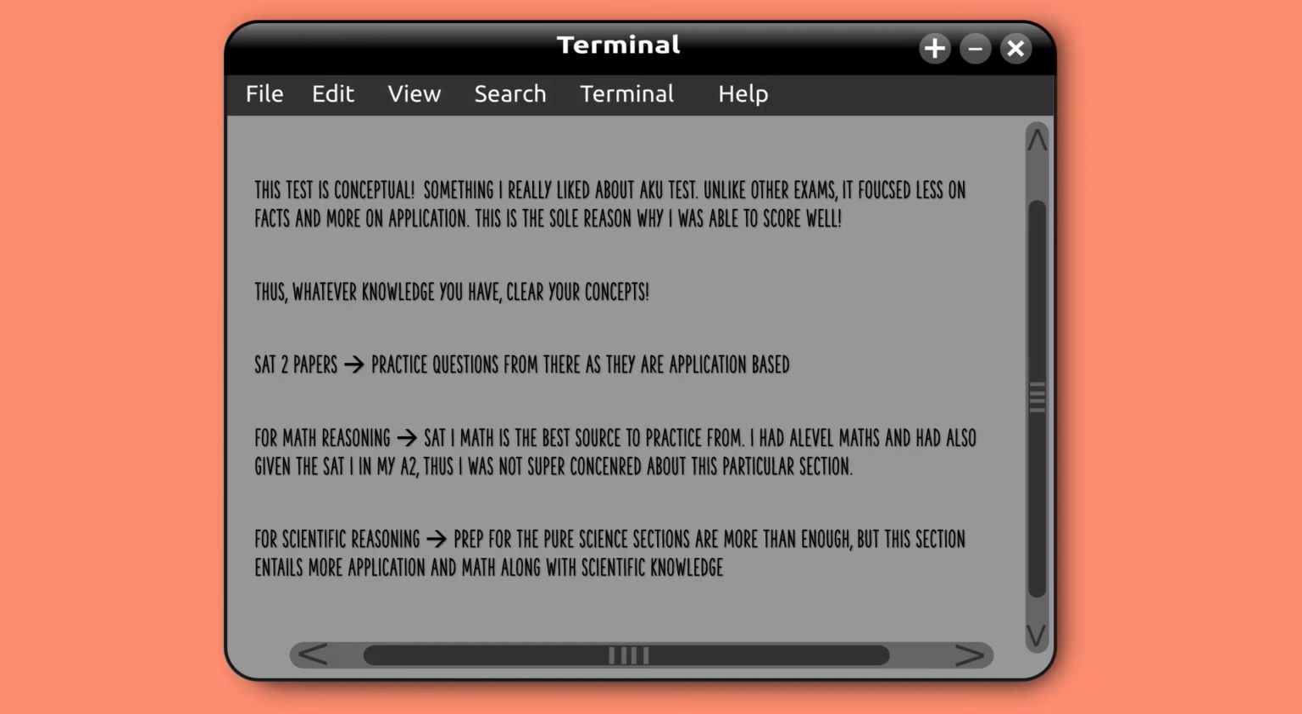Now, if you are amongst those students who had not given the SAT1 and had not studied maths in A-levels or FSC, then do the SAT1 papers. And remember that in the SAT1 there are 2 sections for maths, and I would suggest doing both of those because the questions are definitely similar.